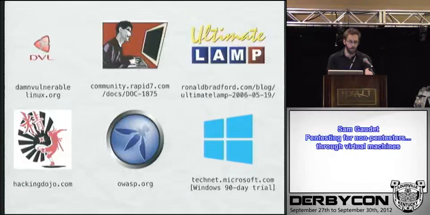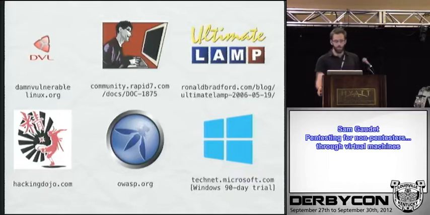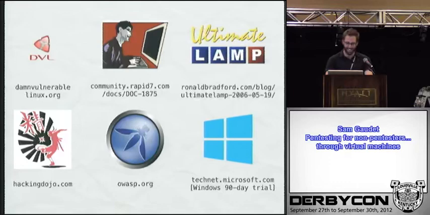Here's a list of other VMs you can download and places you can look to get targets to attack and learn: the Damn Vulnerable Linux project, Metasploitable from Rapid7, Ultimate LAMP, the de-ice project right here on the Hacking Dojo, and the OWASP Top 10, of course. And one of my favorites is the Microsoft Windows 90-day trials. They work great for 90 days. That's usually all I need.